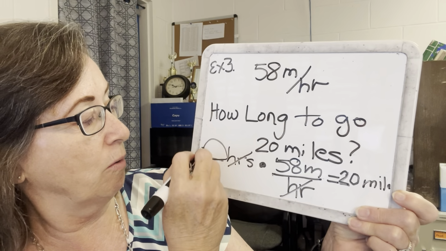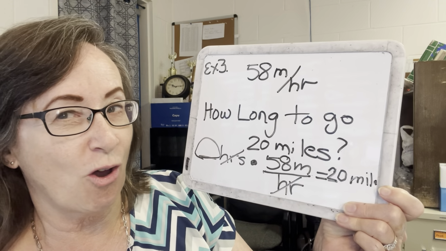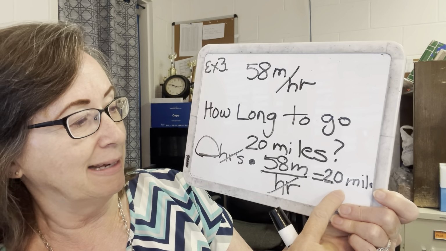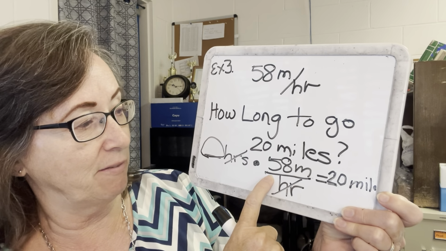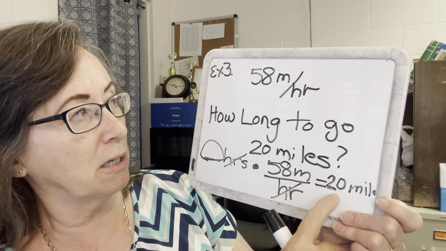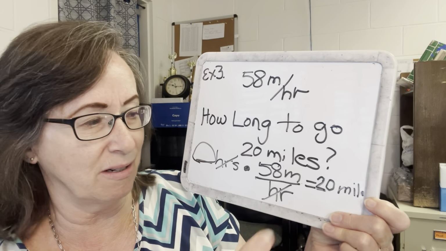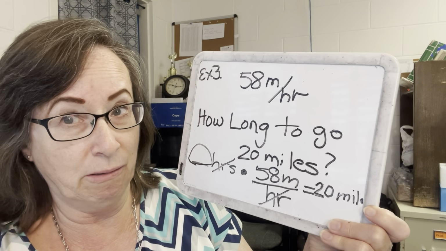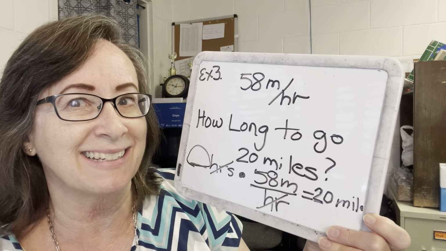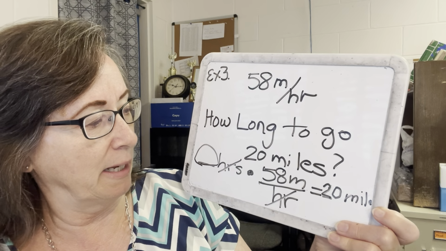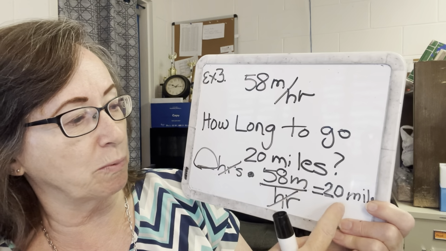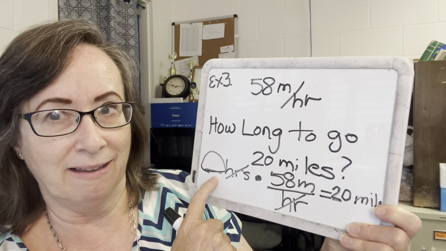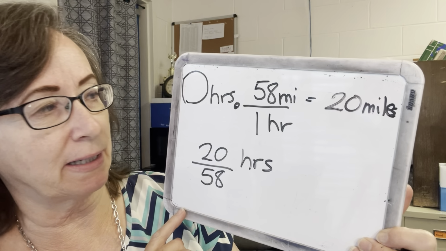We don't know this. So we really want to do a division problem, don't we? We want to take 20 divided by 58. Because notice, we're going 58 miles per hour and we only need to go 20 miles. Are we going to go a whole hour? A whole hour would be 58 miles. We're going to go a part of an hour, aren't we? So to find out how many hours, we're going to go backwards. 20 divided by 58 will give me the number of hours. So this is what I'm looking for.